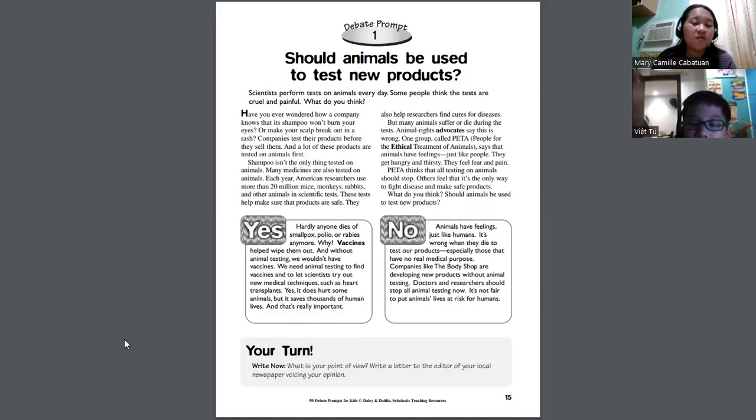Yes, that's good. For me also, it is right to test new products because just like us humans, we are not allowed to use products that are not safe, right? If we saw that the product is not good for our skin, we must undergo a test so that we will know if that product we will use is safe for us. All right? Okay.